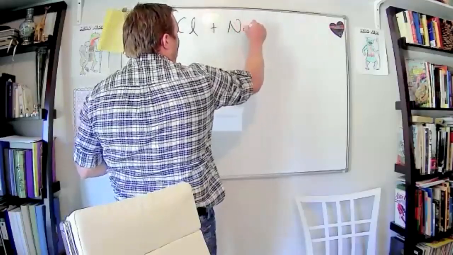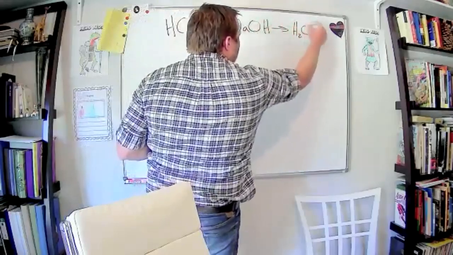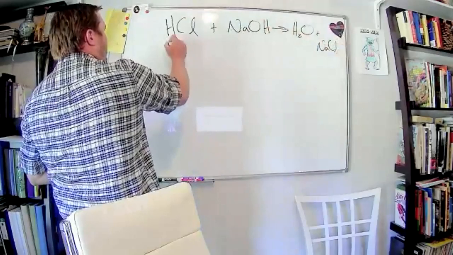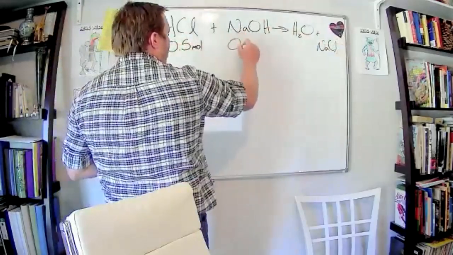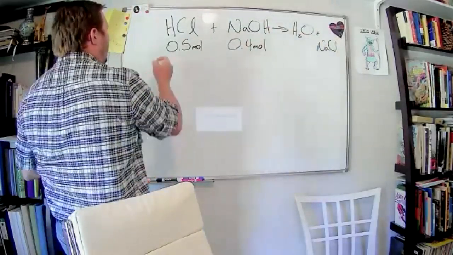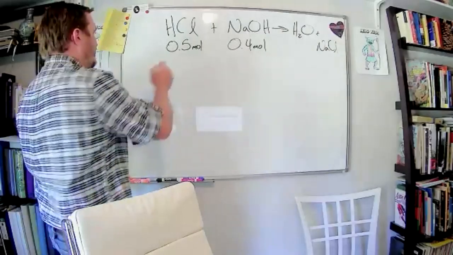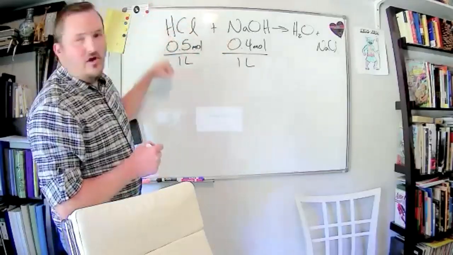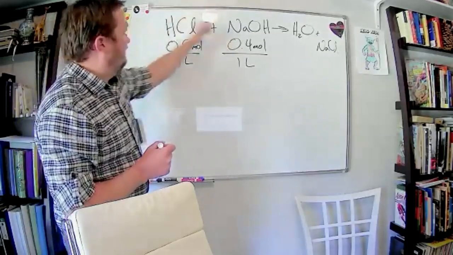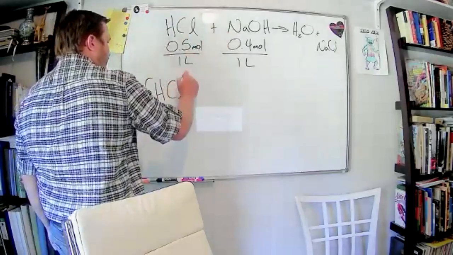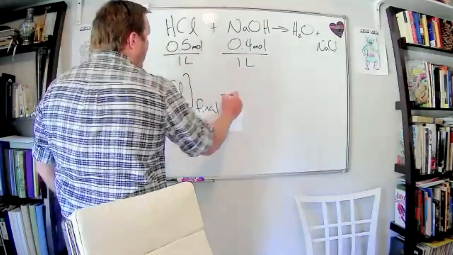I'll just make one up, and I'm just going to start with it in moles. So if you have HCl plus NaOH, that's going to react to give you water and NaCl. If I have 0.5 moles of HCl and I have 0.4 moles of NaOH, and let's say we are going to need to put it in concentrations eventually, so let's just say that all of this is happening in 1 liter. So just looking at that, we can say, okay, I know I've got extra HCl, right? Because they're being used up at the same rate.